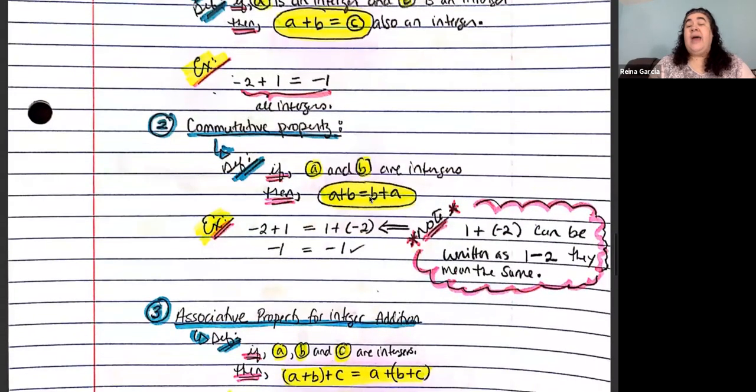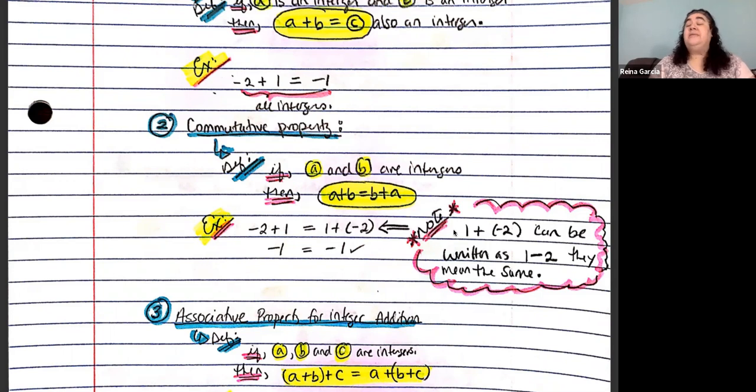Then we also have the commutative property, which is always in effect whenever we are adding. The commutative property says that if A and B are integers, then A plus B equals the same as B plus A. And you know this to be true with regular addition. It is also true when using integers. For example, -2 plus 1 gives us -1, and 1 plus -2 also gives us -1, okay?